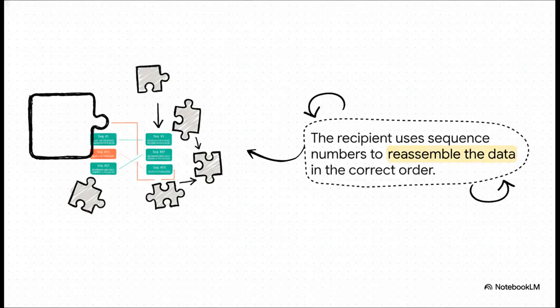And here's the beautiful part. The receiving computer doesn't panic. It just holds on to packet number 3 and patiently waits. When the missing packet number 2 finally arrives, whether it was just slow or had to be sent again, TCP uses those sequence numbers to put everything back in the correct order, like solving a little puzzle. This is how you get a perfect file every single time.